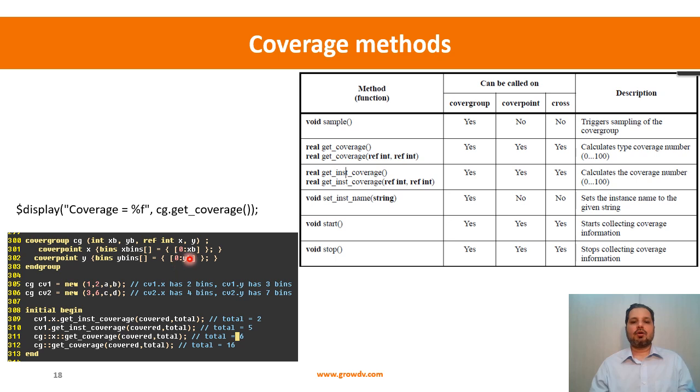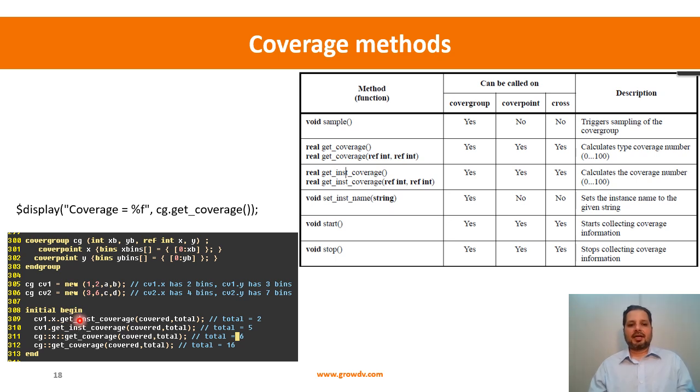So we are using 0 colon xb and 0 colon yb for the y, and these values when you pass them have to be constant values, because when the new gets created, it has to expand. All right, so as we have discussed, we create two instances of this particular CG, CV1 and CV2 new, and we are passing some different variables. So 1 2 ABCD and then 3 6 CD. Okay, so we have done that.